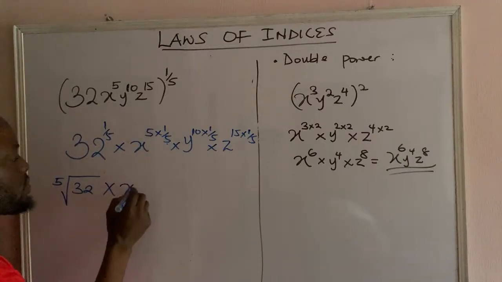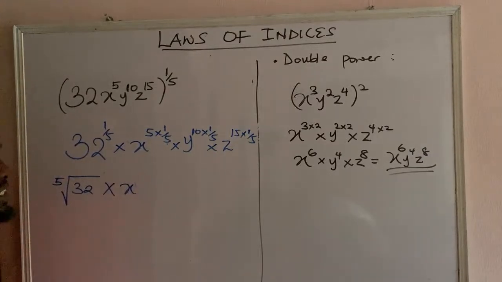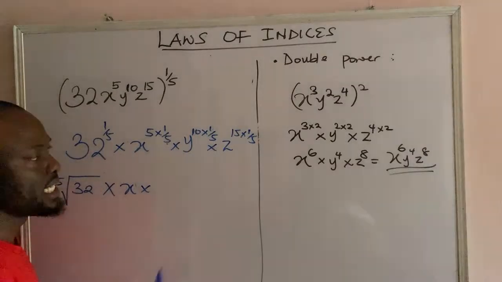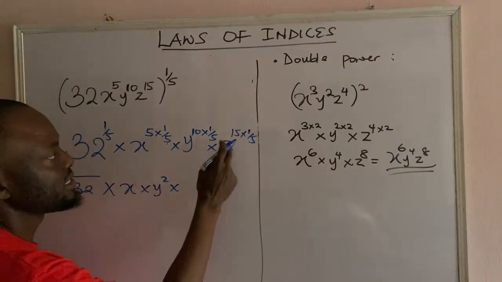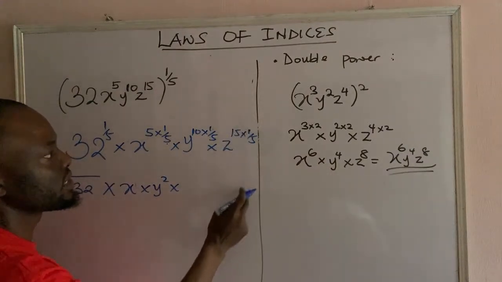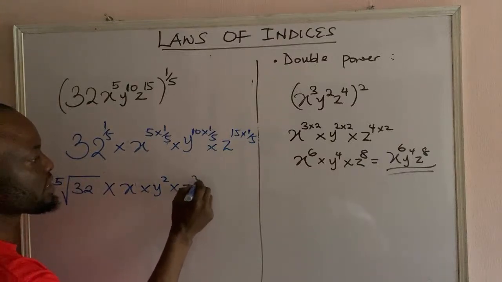So I have x raised to the power 1. But I don't need to write x raised to the power 1. X represents x raised to the power 1. Multiply by 10 times 1 is 10 divided by 5 is 2. So y raised to the power 2. Multiply by 15 times 1 divided by 5 will give you z raised to the power 3.